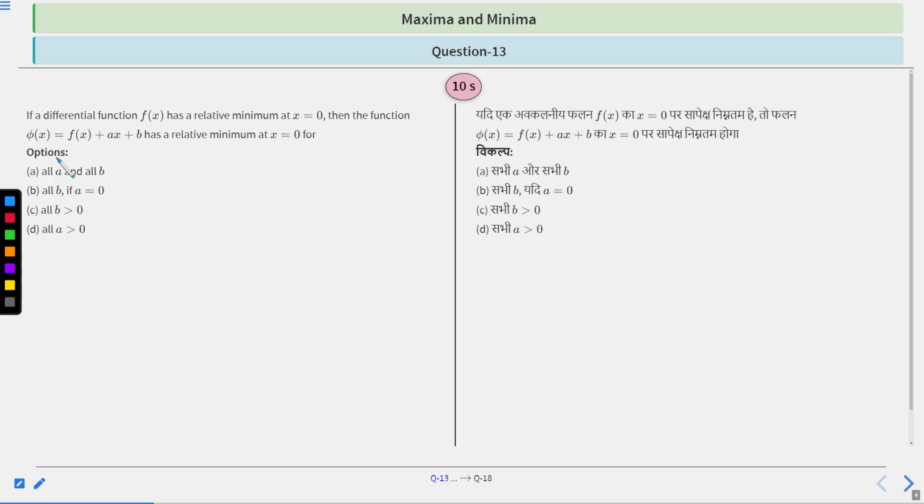Now for this function, we have to find phi(x) to be minimum. Then first we will find phi dash x. So we will calculate phi dash x and put it as 0. Clear? And we will calculate phi double dash x, which should be greater than 0 for relative minimum, right? In this way we can approach this question. Okay, so you have 10 seconds to solve this question. After 10 seconds we will discuss the solution.